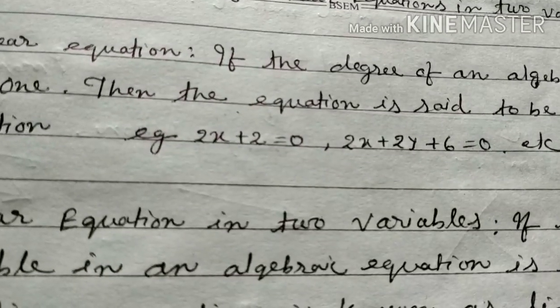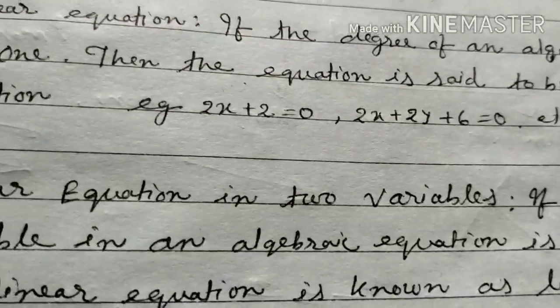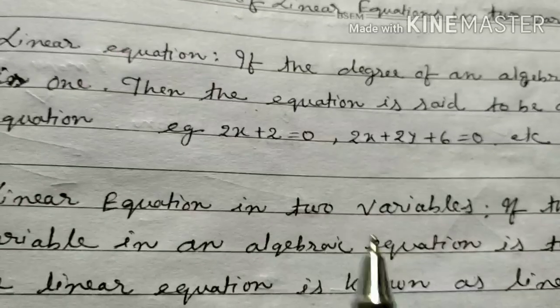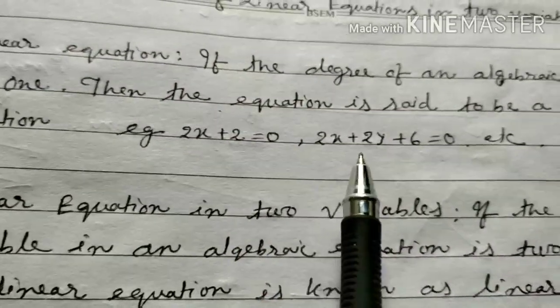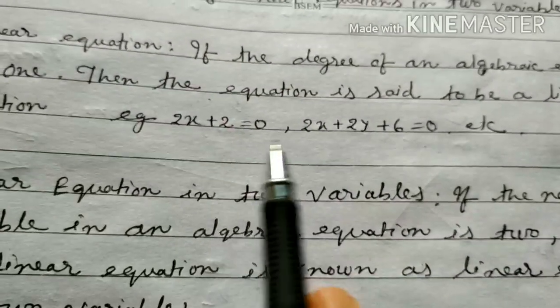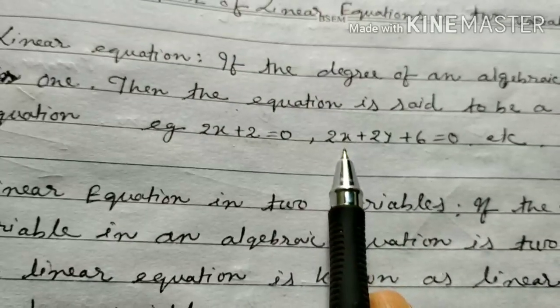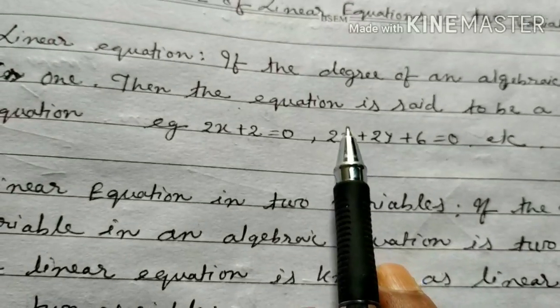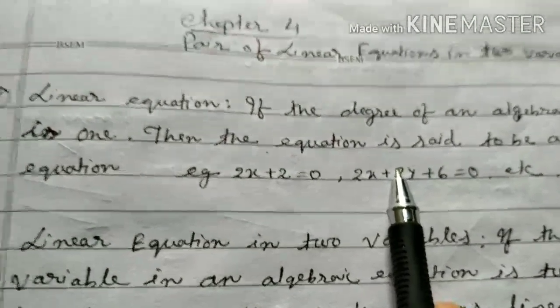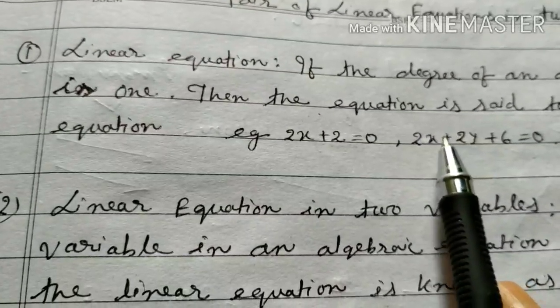It may have one variable or two variables. And here are two examples. But these two cases are not linear equations, because the degree of the equation is not 1.